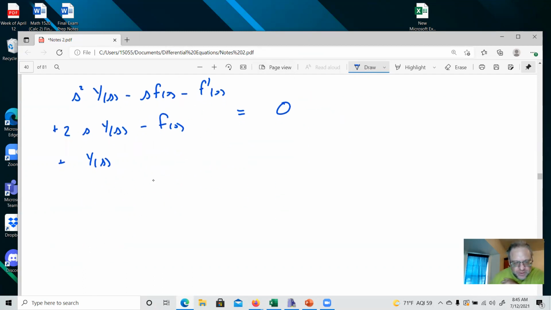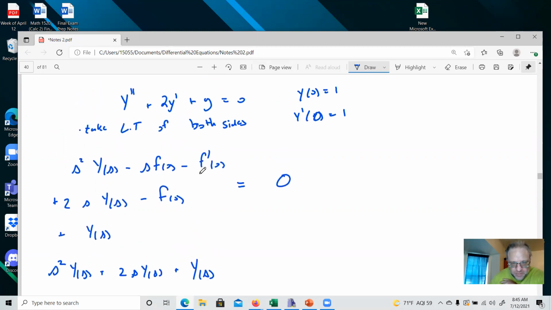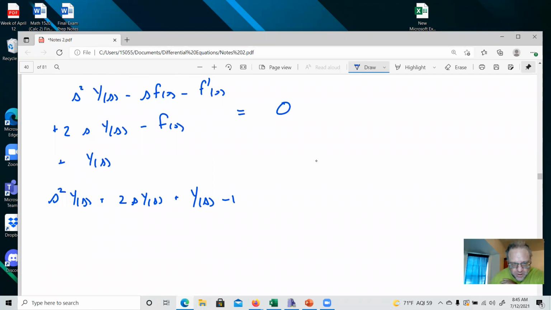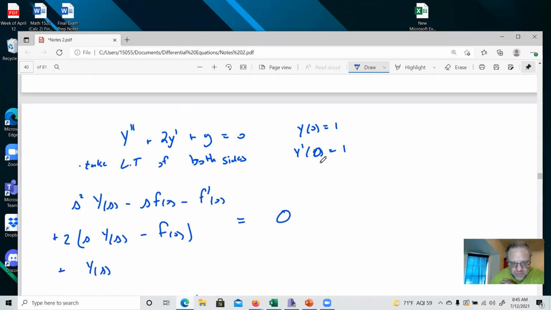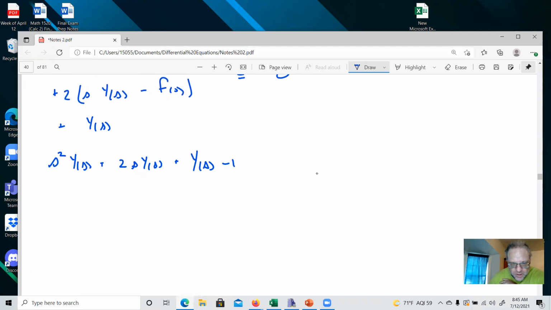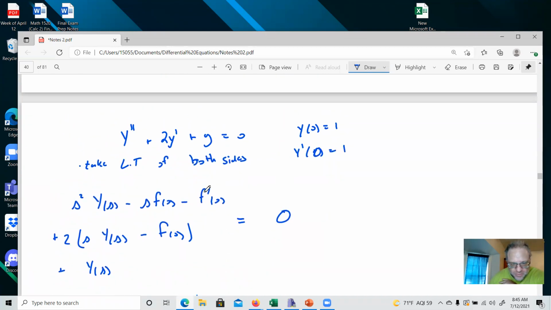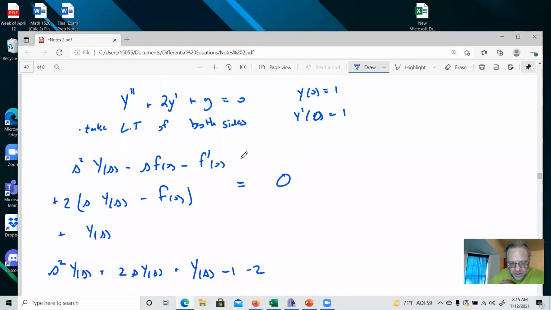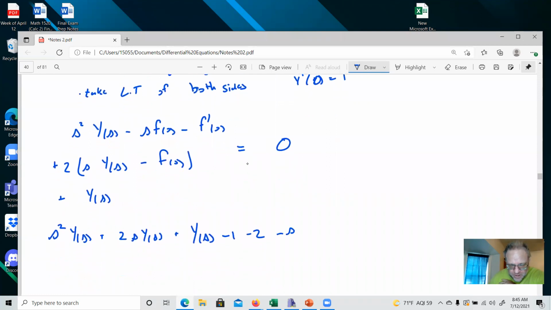All right, so let's combine some terms here. We have s squared Y of s plus 2s Y of s plus Y of s, and this is going to be minus y prime of 0, that was 1. This is a 2 here, so this is going to be minus 2. And I think that does it for us. Oh, no, we have an s and a 1 here, so let's subtract an s off as well. Equals 0. All right, I think I got them all.